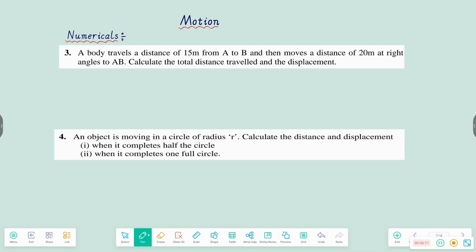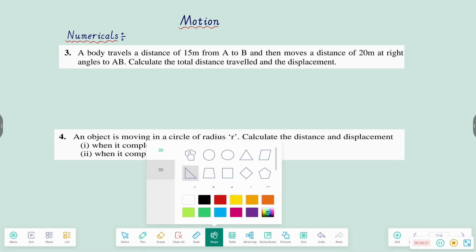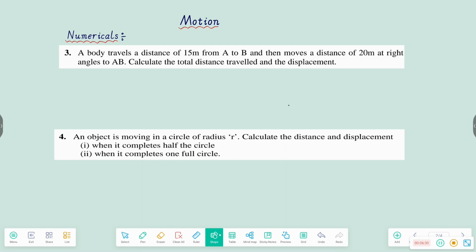In this, a body travels a distance of 15 meters from A to B and then moves a distance of 20 meters at right angles to AB. Calculate the total distance traveled and the displacement. So here the object is traveling in a perpendicular direction, means what? It forms a right angle triangle there. Yes, like this your figure will be there in this case.